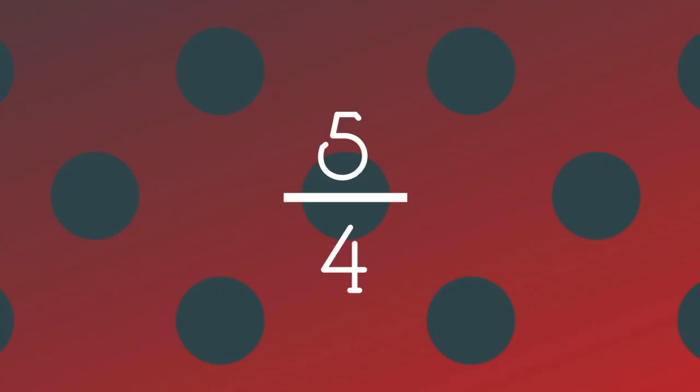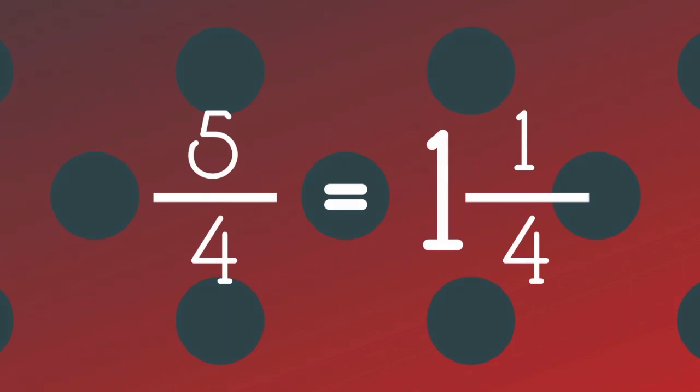Use your math thinking to change these improper fractions over to mixed numbers. You can either pull out groups if you prefer to do it that way, or you can divide if you prefer that way. But let's see how you do. The first one is 5/4. What is 5/4 as a mixed number? That would be 1 1/4.